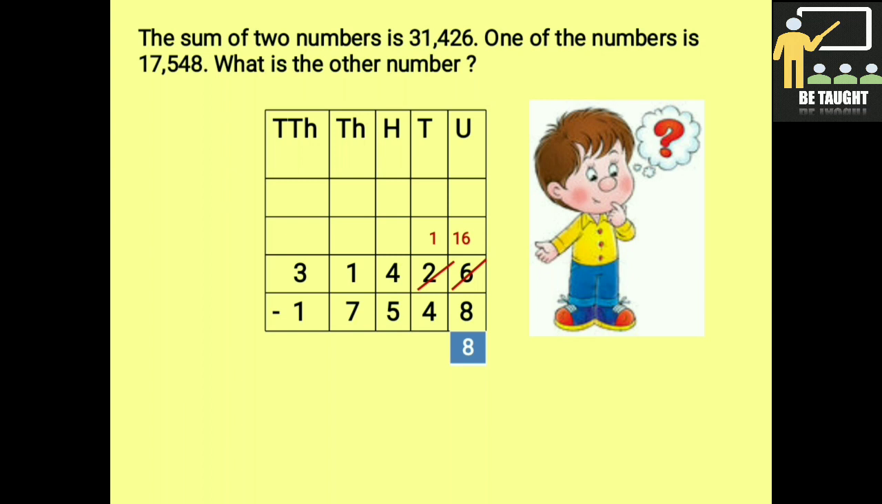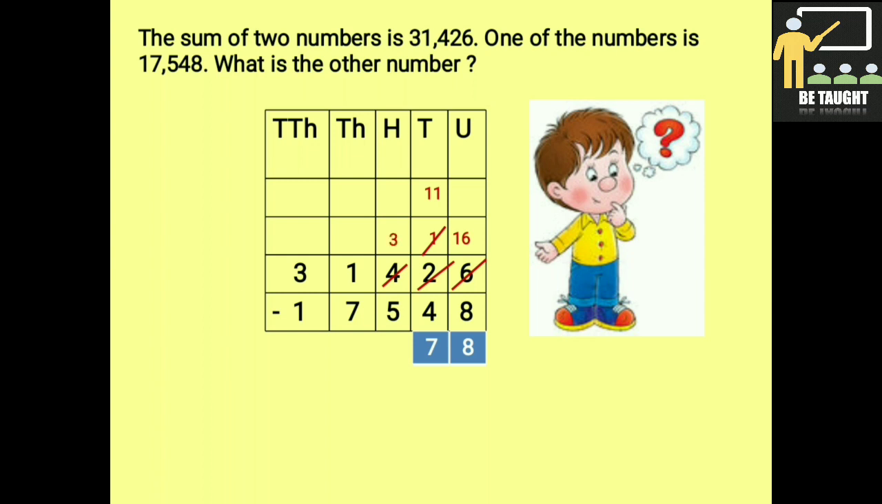So 1 minus 4 is also not possible, so we borrow 1 from the hundreds place. So here it becomes 11. 11 minus 4 is equal to 7. Since we had borrowed 1 from the hundreds place, we write the number which comes before 4, that is 3.